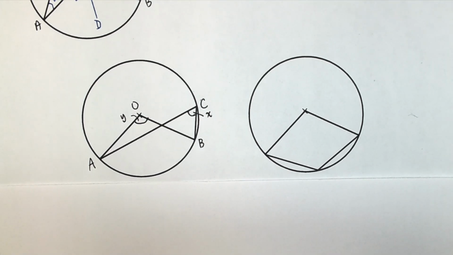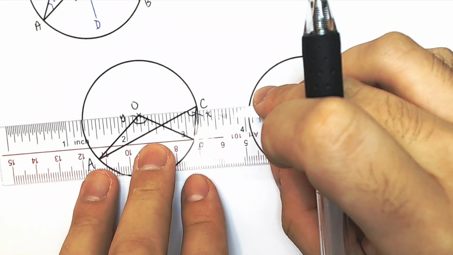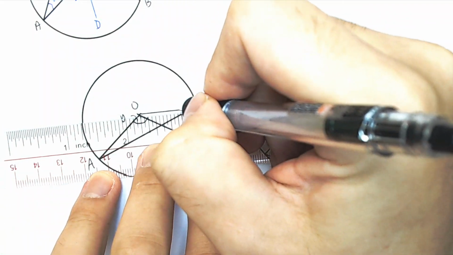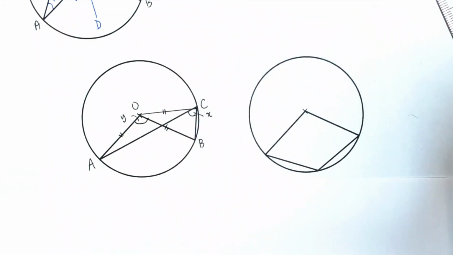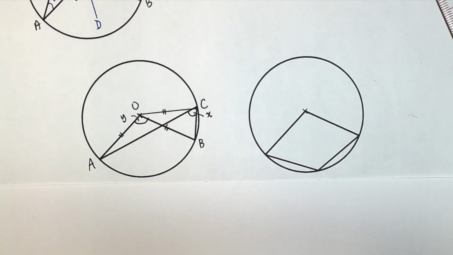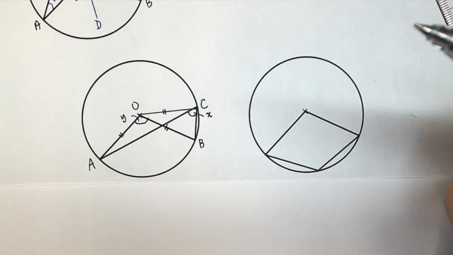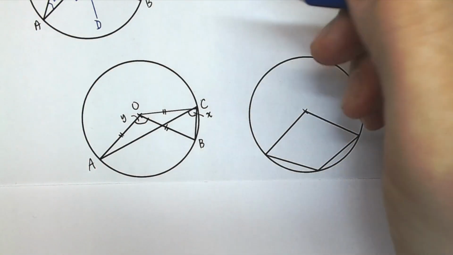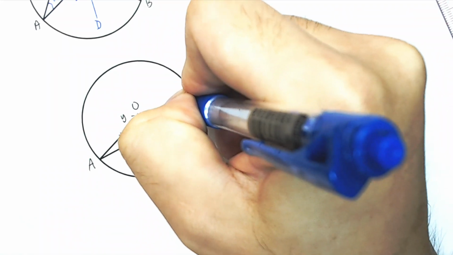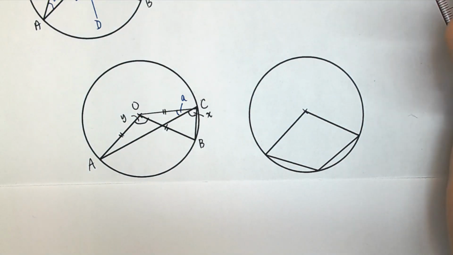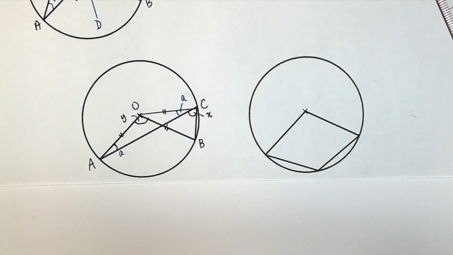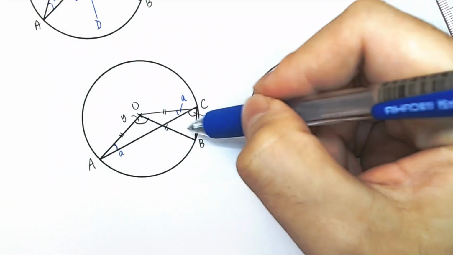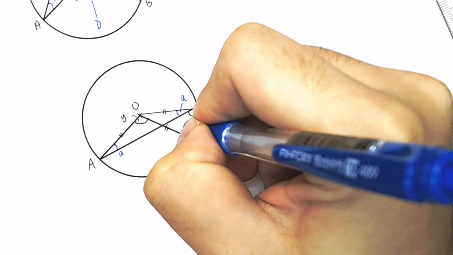Now, in order to do this, we still join the line OC, and we still have OA, OB, OC being the radii of the circle. And now, in order to find the relation between x and y, we can let this angle be, say, a. Now, we will have this angle being a as well. And angle OBC is a plus x.